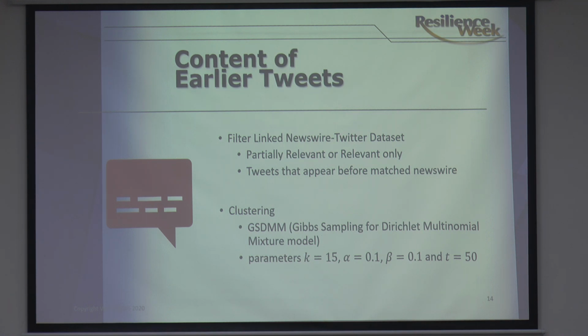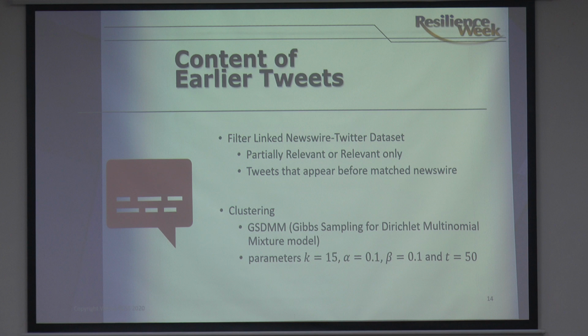Now we are focusing on the tweets that appeared earlier than their corresponding Newswire article, and we started looking at the content. For the content, we used a clustering method, and based on the clusters, we are going to compare them with the Newswire articles. The clustering method in particular was the GSDMM method, the Gibbs sampling for Dirichlet multinomial mixture model method. I've also listed the parameters that we used.